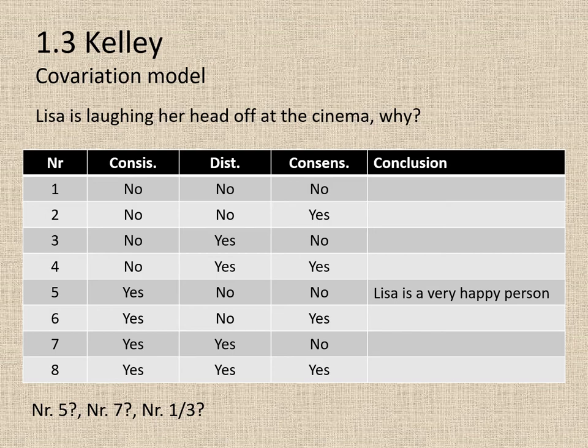Consistency. Yes, she's always laughing when she's at the cinema. Distinctiveness. Yes, she's only laughing when she's at the cinema. In other kinds of situations, she's not laughing. She's only laughing when she's at the cinema. Consensus. No, everybody else is crying. So Lisa laughs when she's at the cinema, but only at the cinema, and now she's sitting there laughing her head off while everybody else is crying.